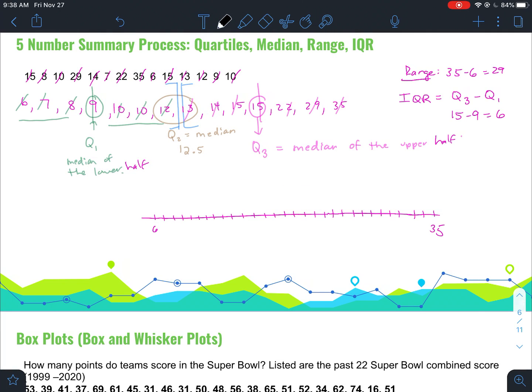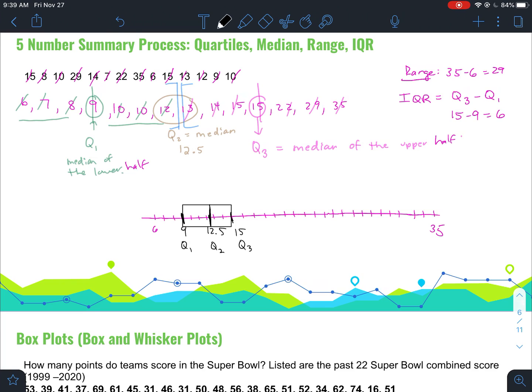And then we put in our quartiles. So Q1 is 9, so 7, 8, 9. So here's Q1. And then Q2 is 12.5. So 10, 11, 12.5. So 12.5 is Q2. And then Q3 is 15. So 13, 14, 15. So here is Q3. And then we put a box around those numbers.